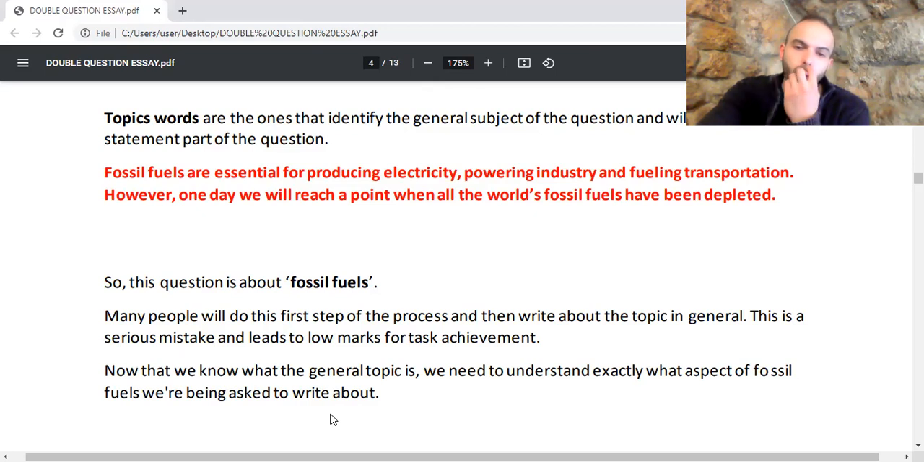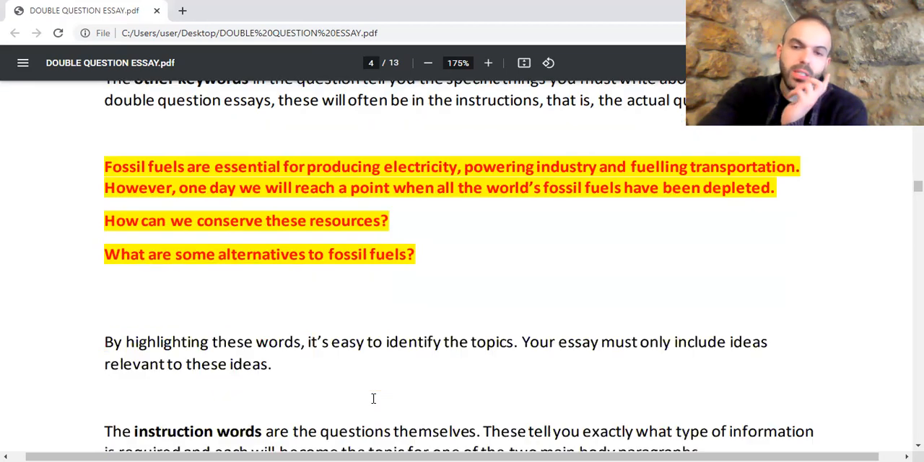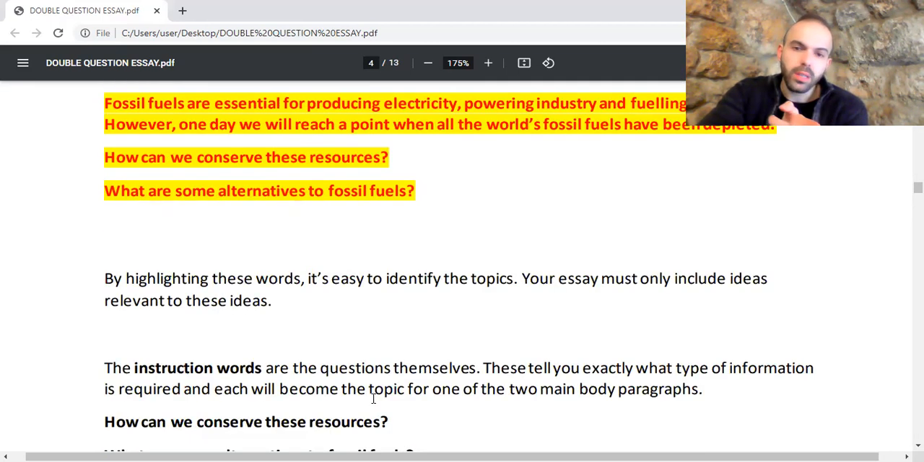Now that we know what the general topic is, we need to understand exactly what aspect of fossil fuels we are being asked to write about. So the other keywords in the question tell you specific things you must write about. For IELTS double question essays, these will often be in the instructions, that is the actual questions. So that's the question again. Let's focus on the keywords. So by highlighting these words, it's easy to identify the topics.